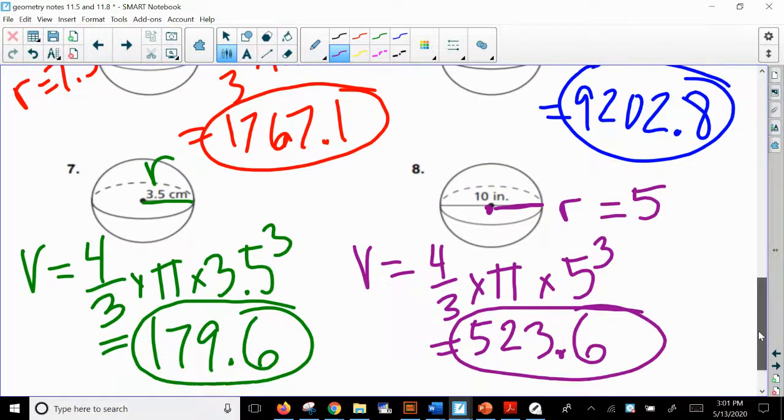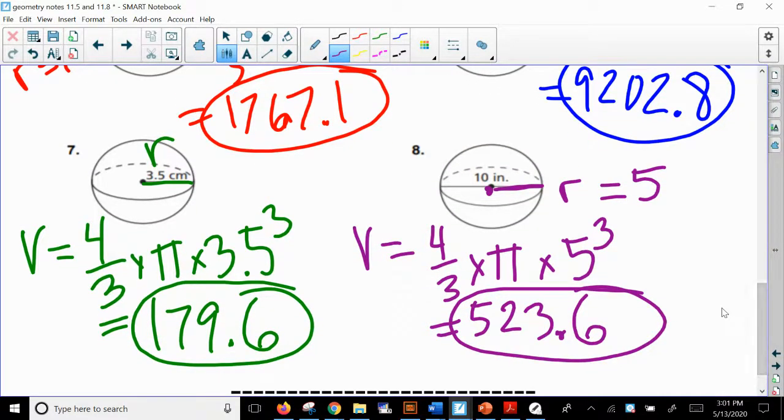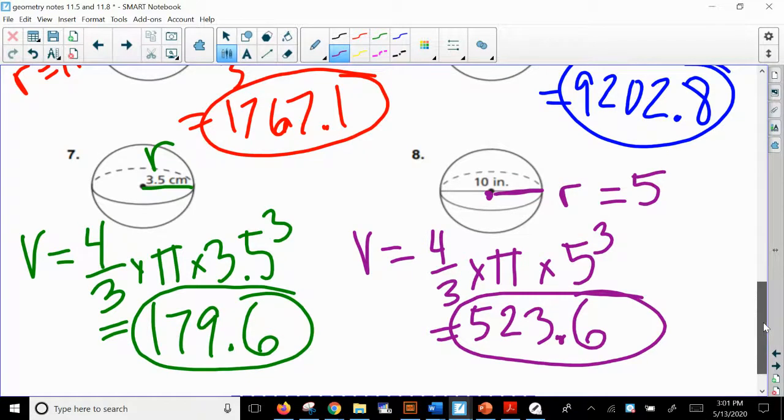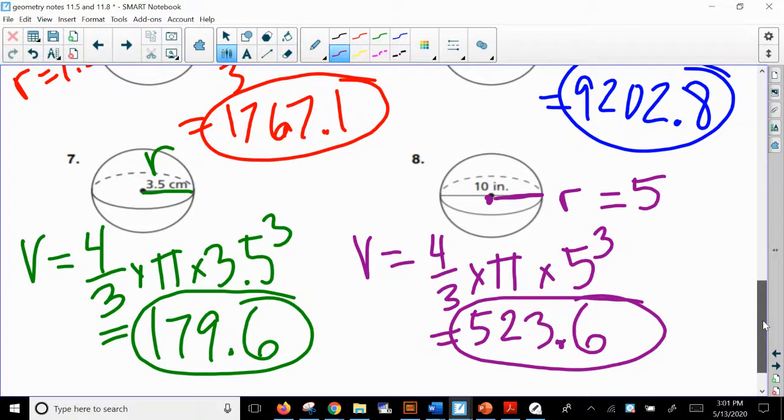So this was section 11.8. Then there'll be a new video on the volume of pyramids and cones. More formulas, but it should be easy breezy.